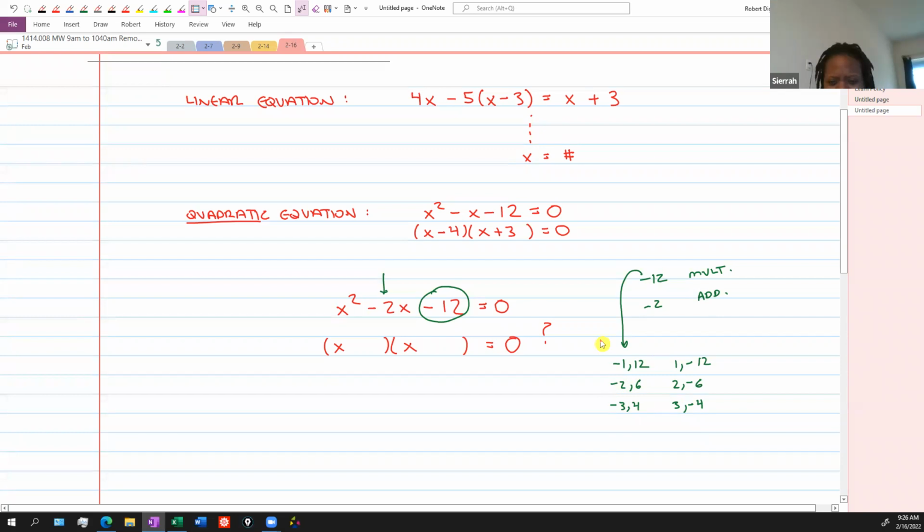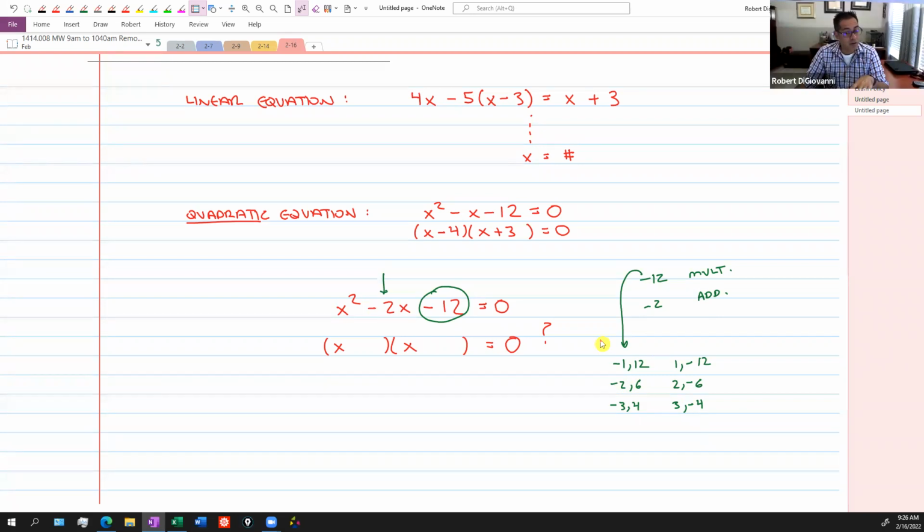Would it be an empty set? Well, that would mean it has no solution, right? That would mean, but with quadratics, we have this secret weapon, right? With quadratics that we can use. What is it? The quadratic formula. The quadratic formula, right? Y'all heard of that?